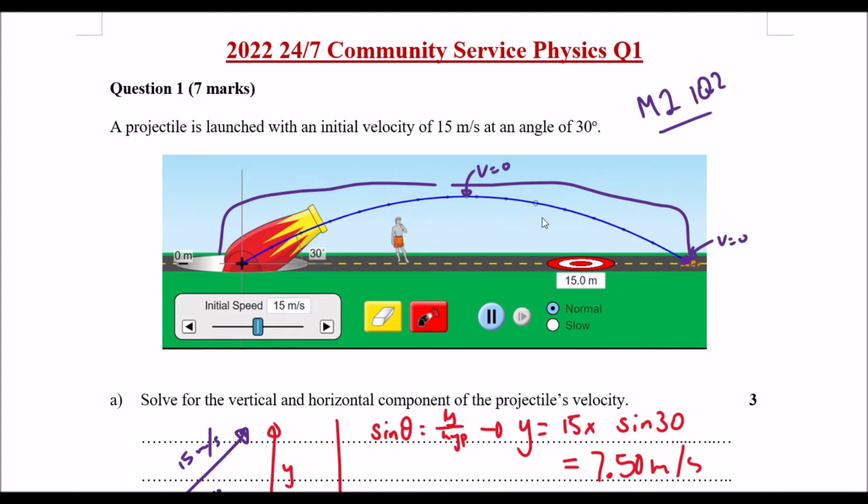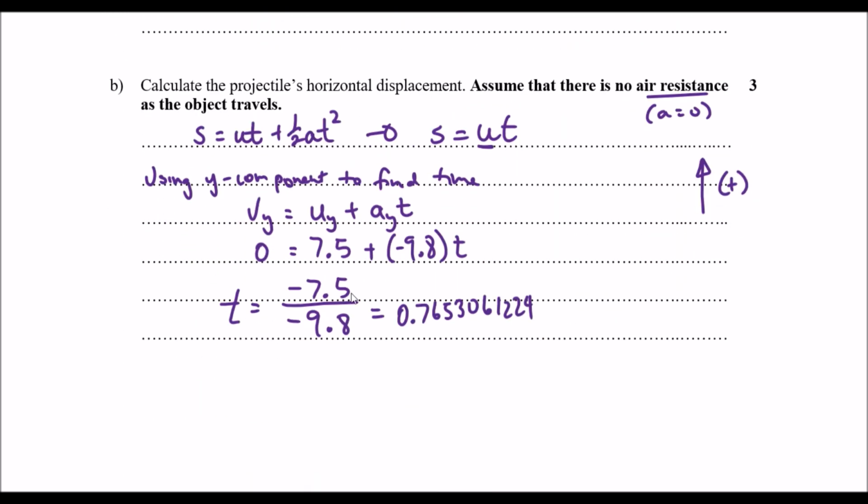Because it launches and lands at the same height, that means the time it takes to get to here is just twice the time it takes to get to the peak height. So we just multiply our time by 2, and we get a time of about 1.53062245. I'll round it off to 3 significant figures, or 2 decimal places. So that's the time we're dealing with here.